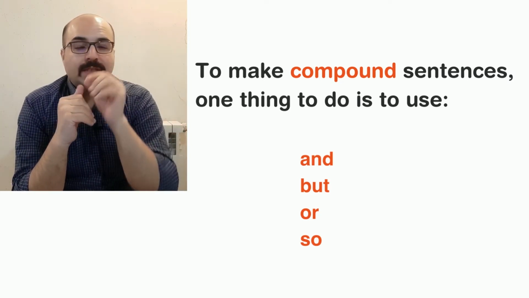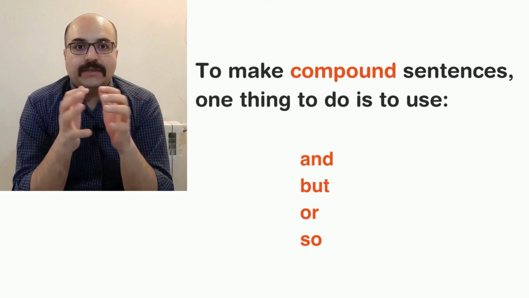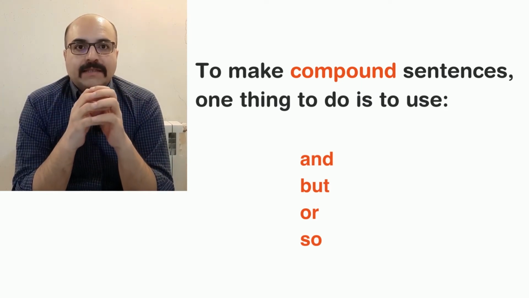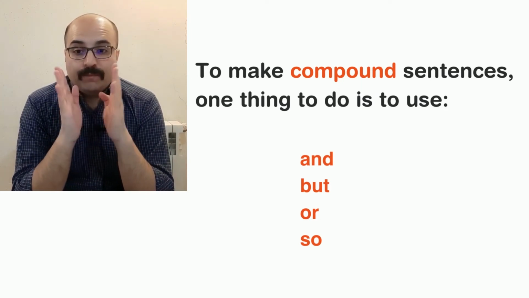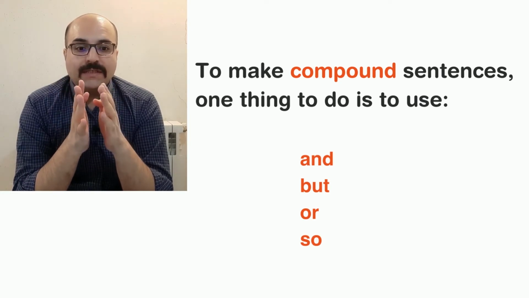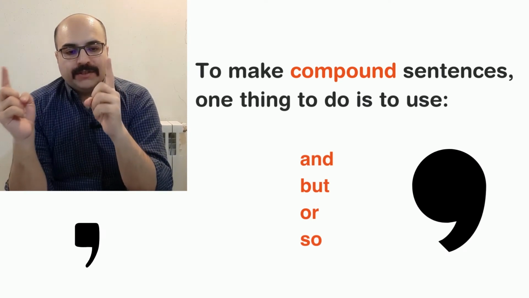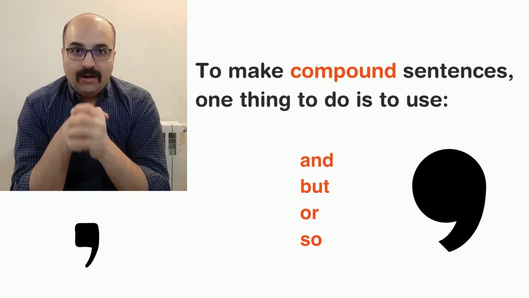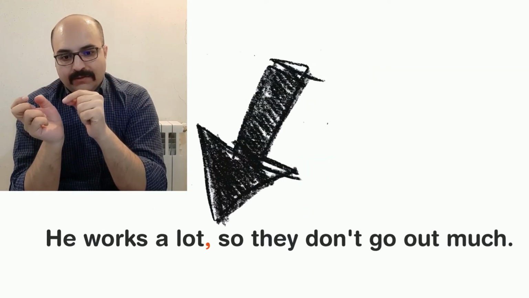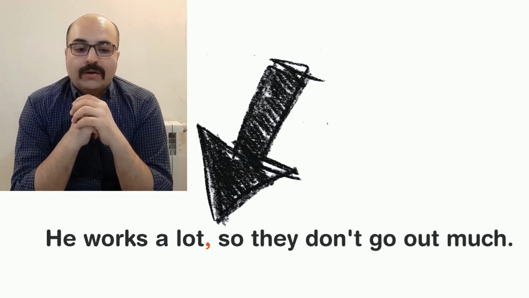You should pay close attention to the punctuation of this kind of sentences. The punctuation mark for coordinating conjunctions is a comma, and it sticks to the last word of the first clause. For example, he works a lot, comma after a lot, so they don't go out much.